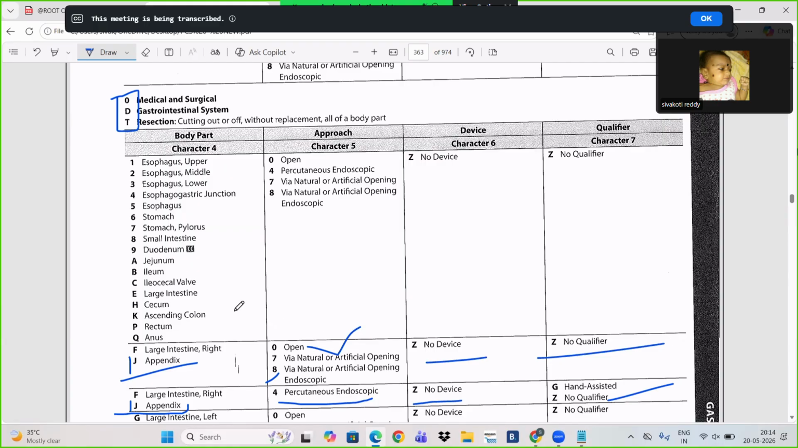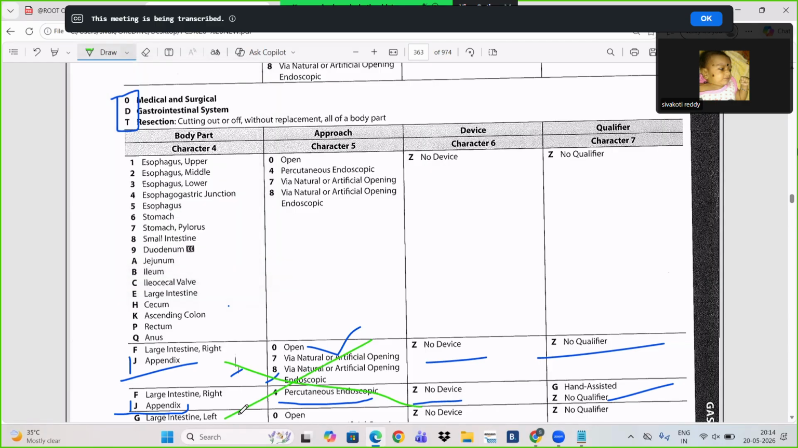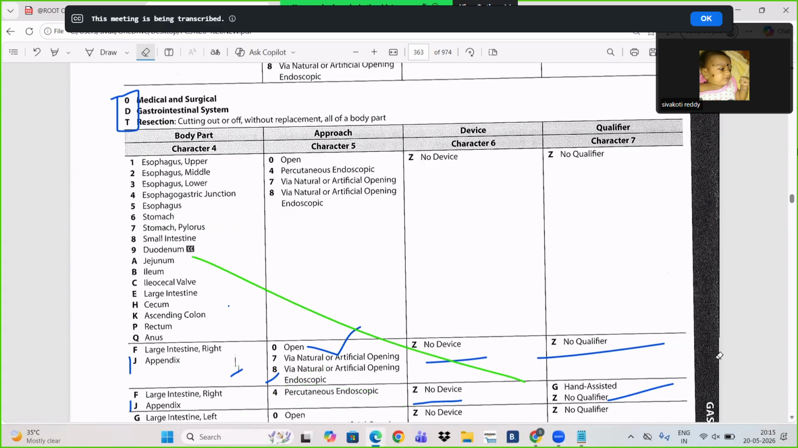Do not cross the tables, okay? Suppose we take a body part here, we need to take the approach, device, qualifier all in the same table. If they cross the line, the table has ended. We should not take from here to here, here to here. We should not cross the lines, guys. Compulsory, we need to follow the table. If the line is complete, the table has ended.